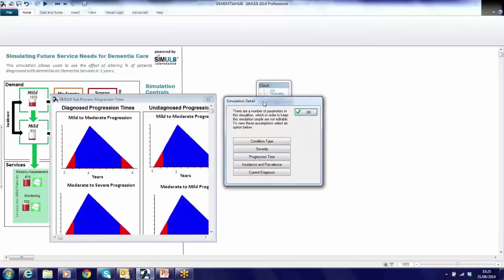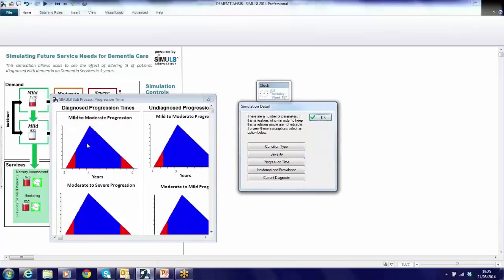We're also looking importantly at progression time. We've used a triangular distribution for this. So in the model, the rules will say that if you're in a mild state, then it'll be about 3 years before you move to the next stage, but of course there's some variability. And you'll notice in the model that we have people who are diagnosed and people who are undiagnosed, and we have a slightly different probability of progression for those people who are undiagnosed and not receiving treatment.